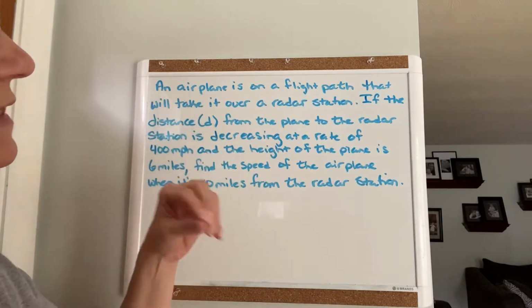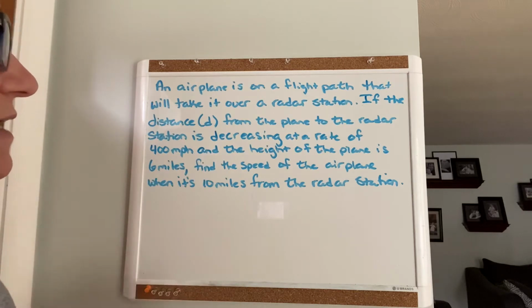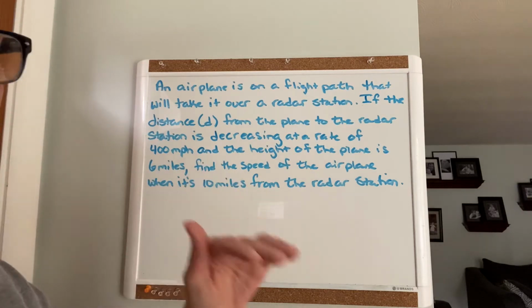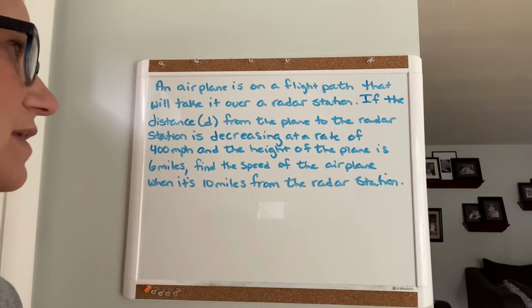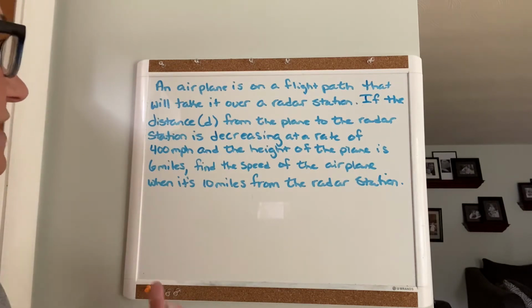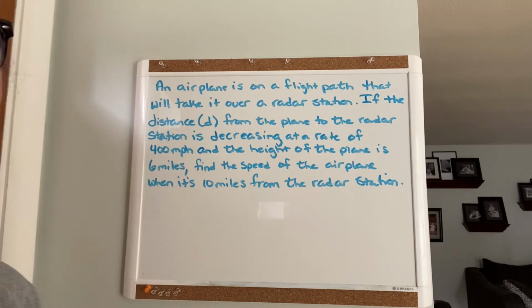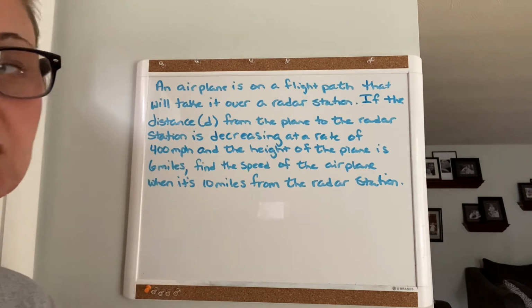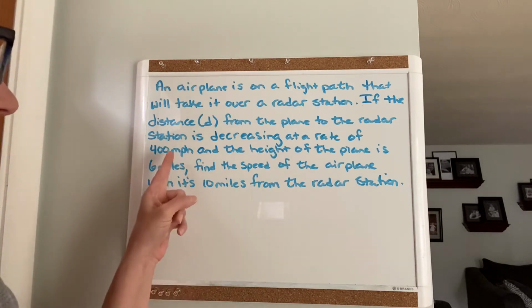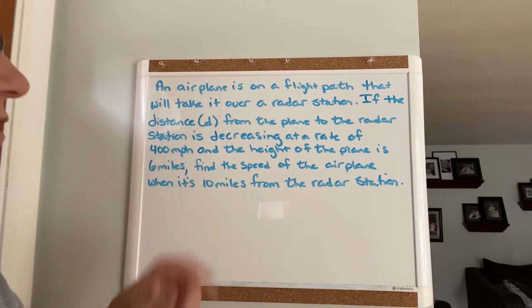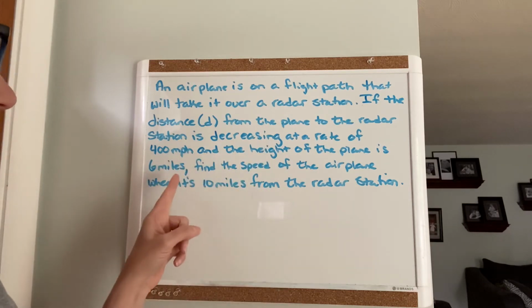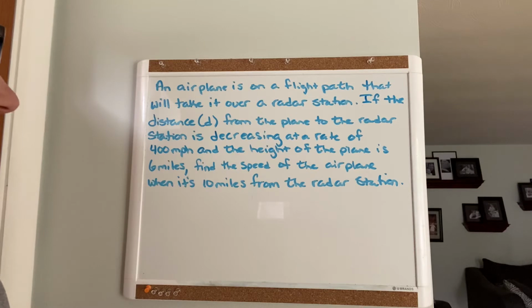So an airplane is on a flight path that will take it over a radar station. It's not over it yet. It will eventually take it over a radar station. If the distance from the plane to the radar station is decreasing at a rate of 400 miles per hour, so you have to keep in mind all of these rates of change are with respect to time, miles per hour. And the height of the plane is 6 miles, find the speed of the airplane when it's 10 miles from the radar station.